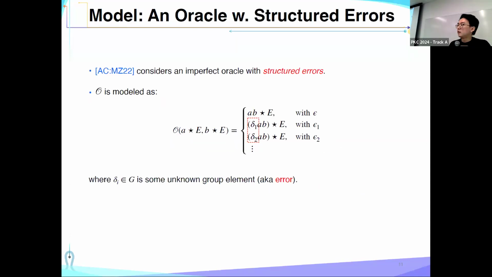Montgomery and Zhandry consider a more difficult case. They call it an oracle with structural errors, which means that the oracle outputs the correct answer with probability epsilon, the correct answer times delta 1 with probability epsilon 1, and times delta 2 with probability epsilon 2, where each delta i is some unknown group element that we call an error term. In this way, the previous method cannot easily amplify the success rate, because when you run the oracle multiple times, these wrong answers will also show up frequently.